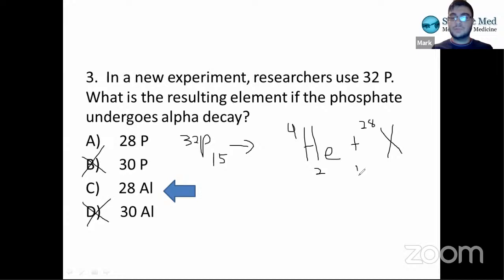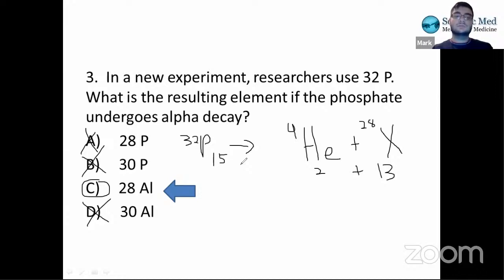15 goes into 2 plus how much? Again, you don't lose protons. So it would be 13. And I believe 13 is aluminum, which is C. You didn't have to know. You could have looked in the periodic table. You just know that it would be another element, right? So the options are phosphorus, which is the same element you started with, or aluminum. Since you know you're losing protons, it has to change to a different element. So you know it's C and can't be A.